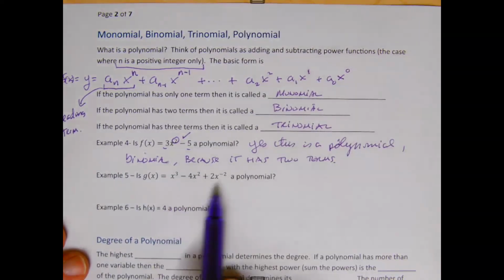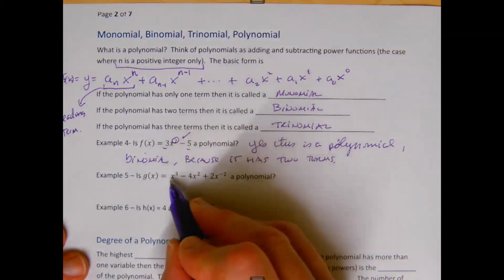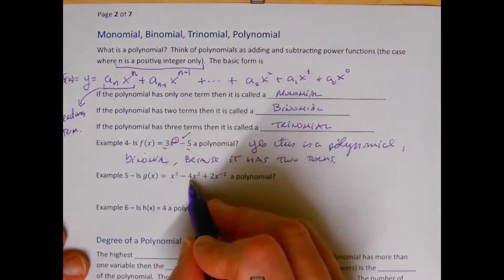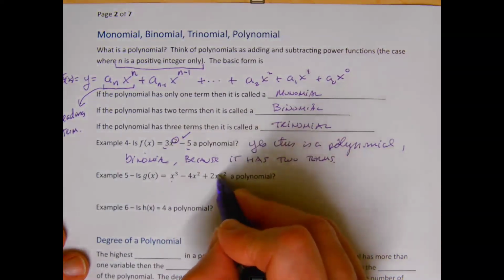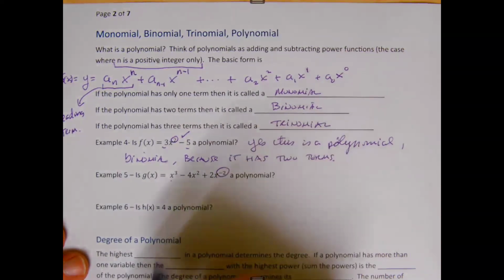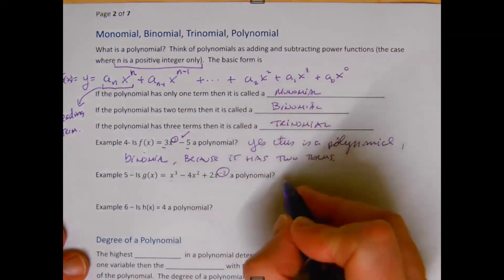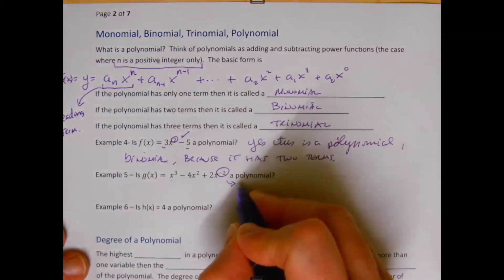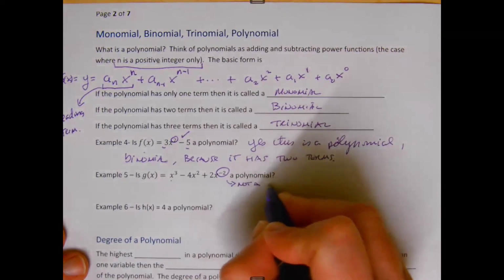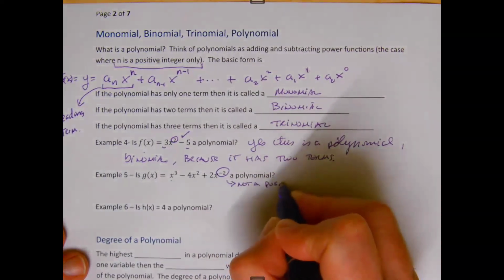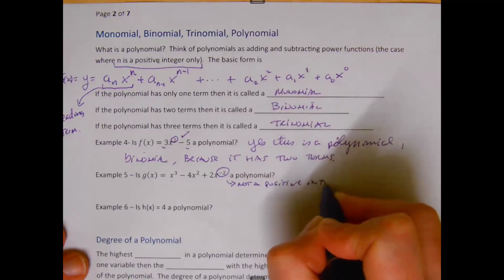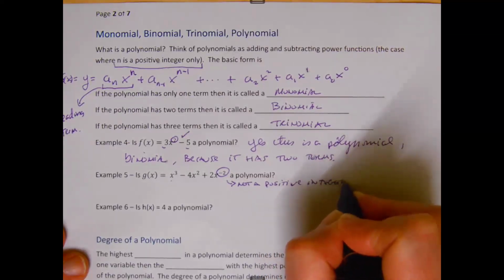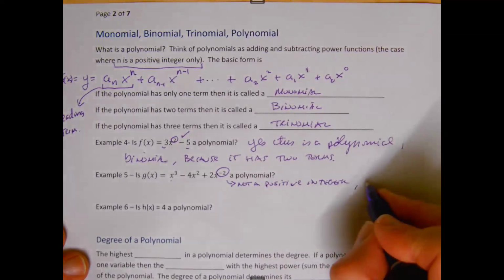What about this? Is this a polynomial? You've got x cubed minus 4x squared plus 2x to the negative 2 power. And all of a sudden, we have a problem right here. This is not a positive integer. So this is not a polynomial.